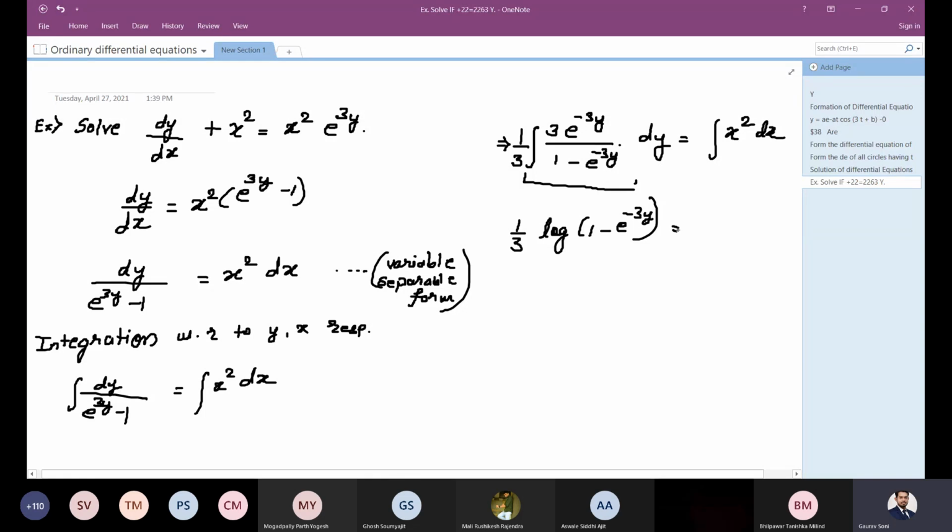is equal to x cube by 3 plus c. The 3 will get cancelled out, the 3 can be adjusted in this constant, and our final solution is log of 1 minus e to the power minus 3y minus x cube is equal to c.